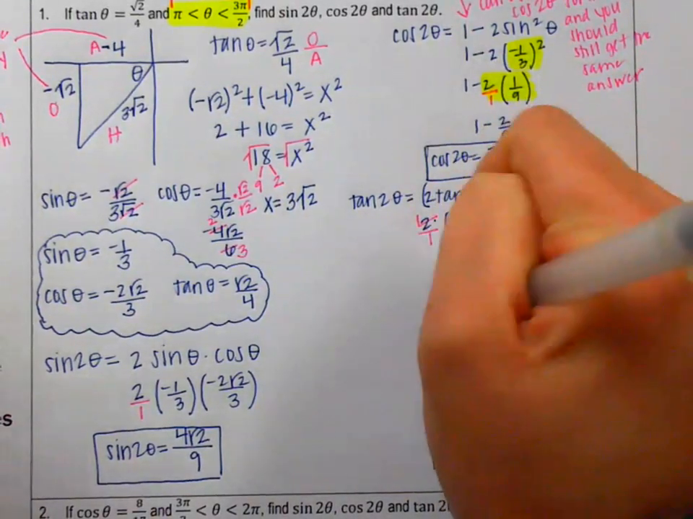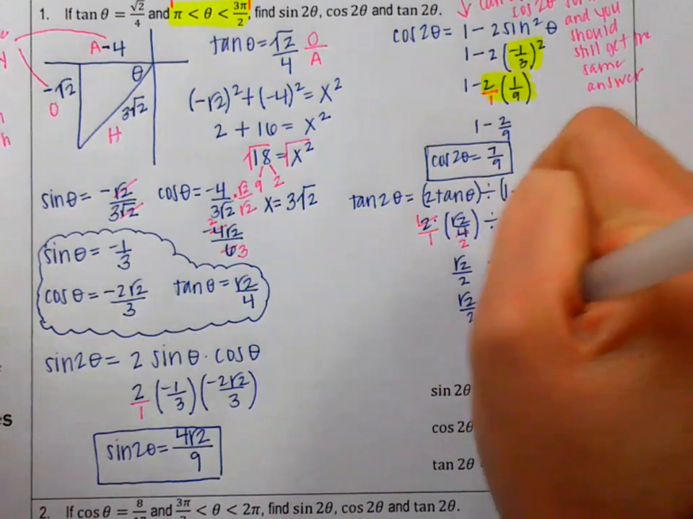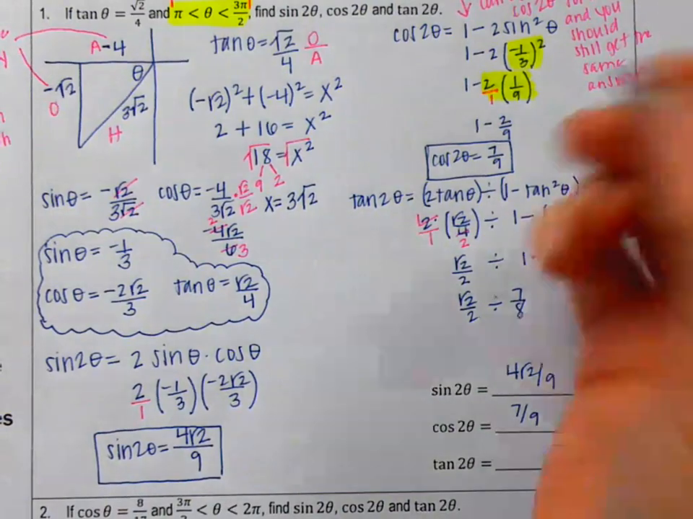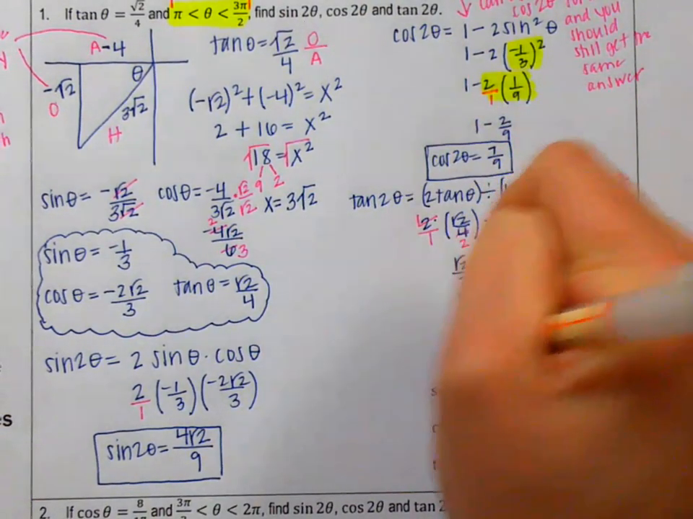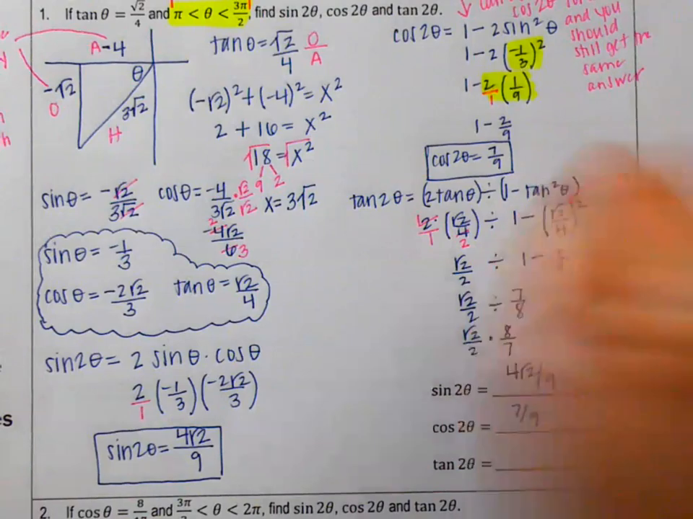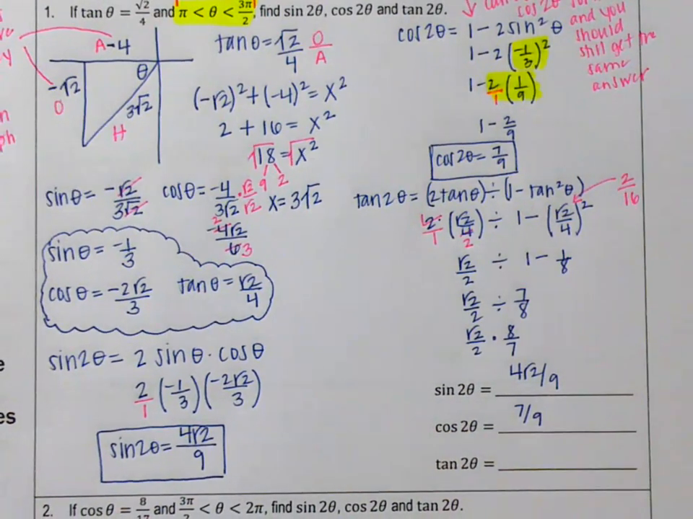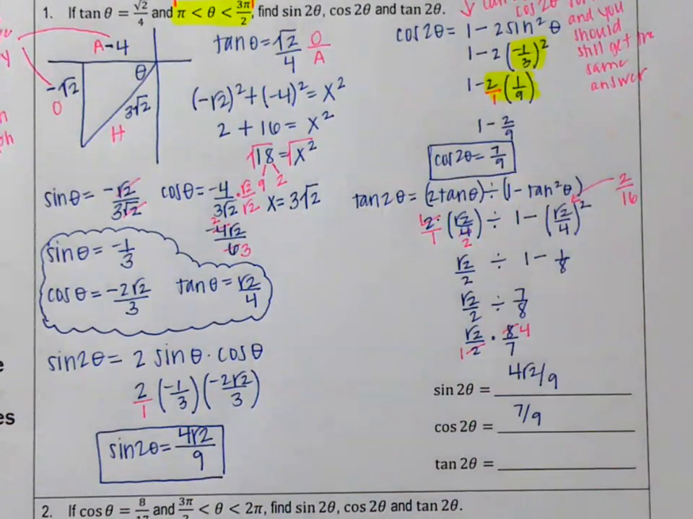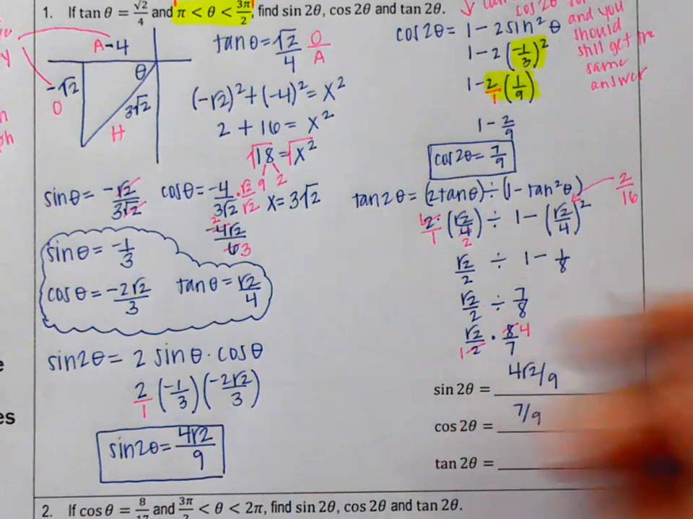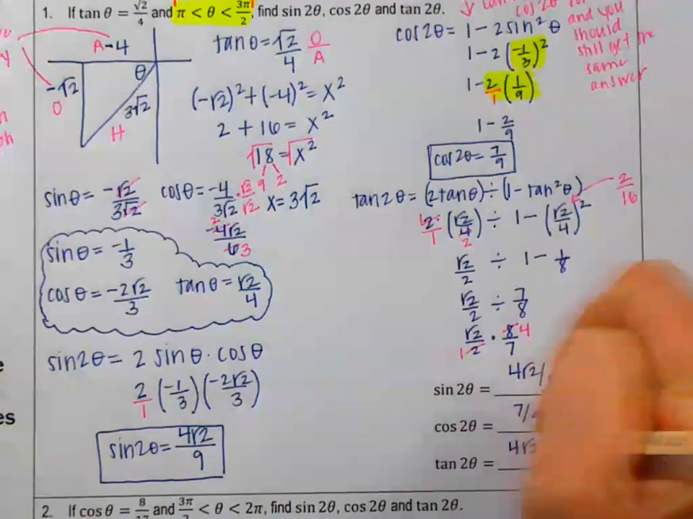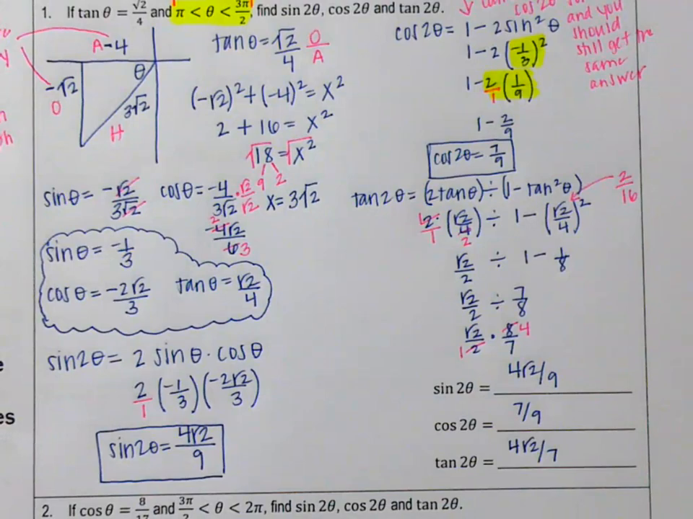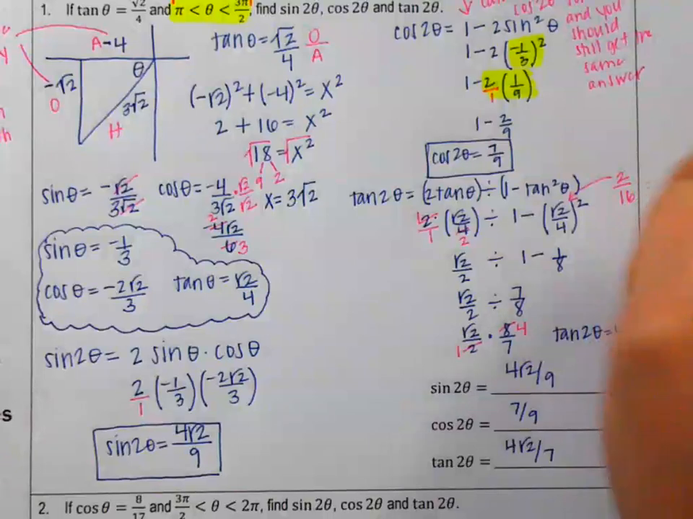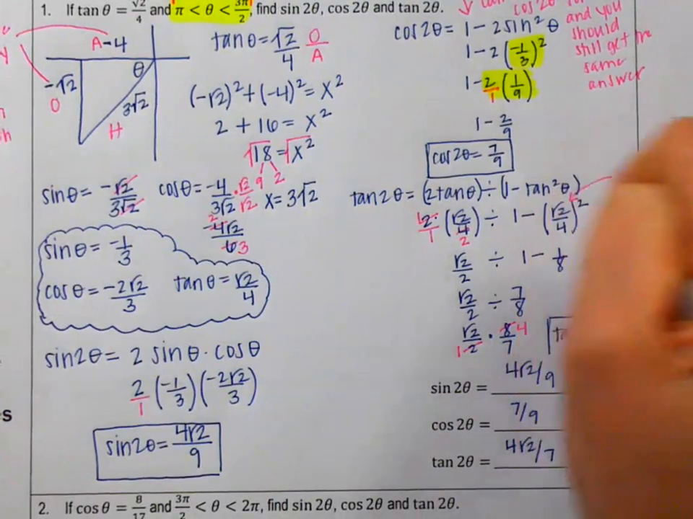So I have rad 2 over 2 divided by 7 over 8. Now that I have a singular fraction on the left and a singular fraction on the right, I can flip and multiply. So I have rad 2 over 2 times 8 over 7. I can simplify what I can. The 8 and the 2 are both divisible by 2. And so my final answer is going to be 4 rad 2 over 7. So I'll write that on the side here. So tangent 2 theta equals 4 rad 2 over 7.